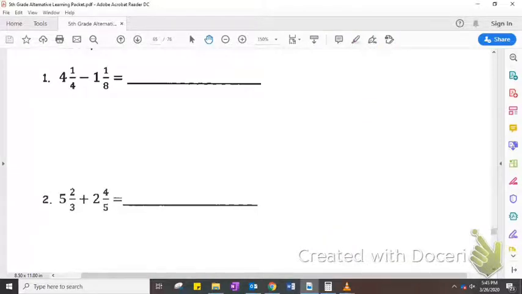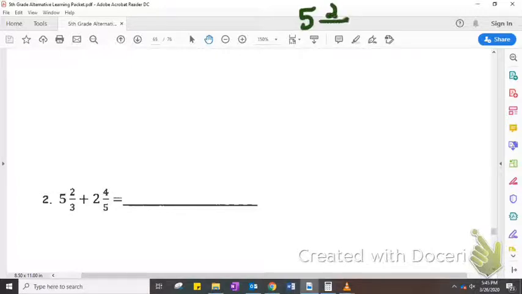Okay, so, all right, 5 2/3 plus 2 4/5. This is going to be a fun one. Okay, so step 1, line them up and find common denominators.